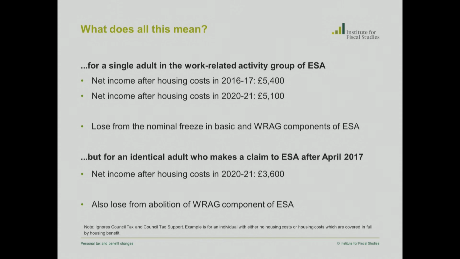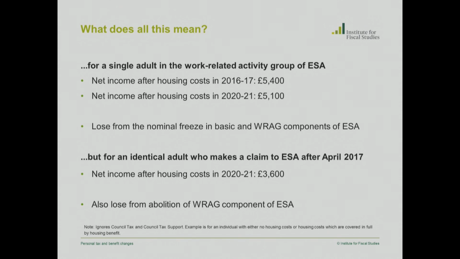But moreover, imagine an identical individual who makes the claim to ESA next month or later. Their net income in 2021 is only £3,500. So there's your £1,500 loss.